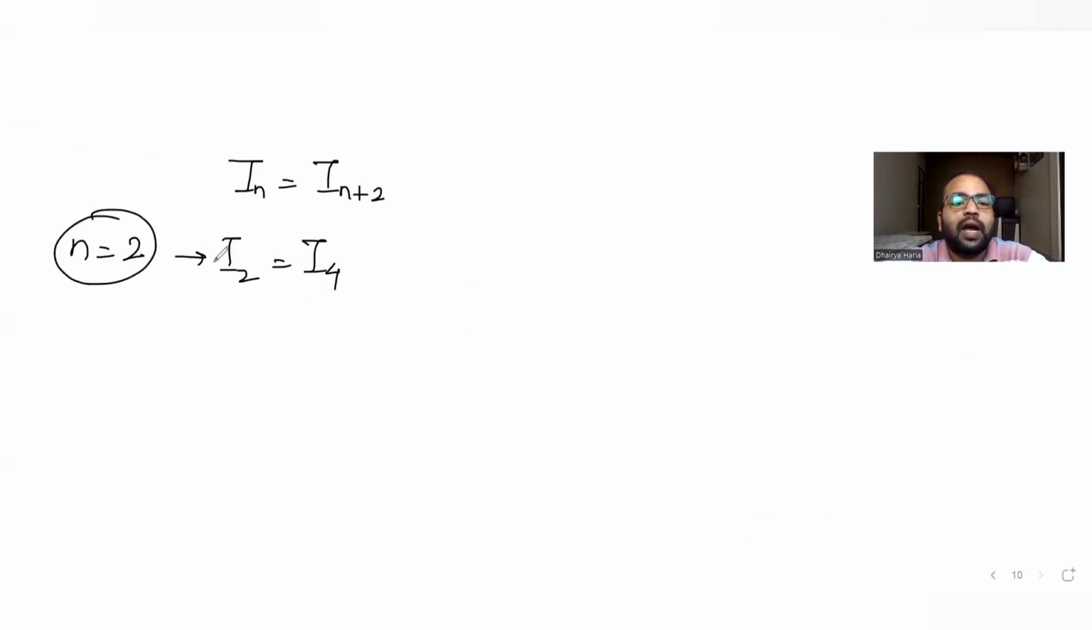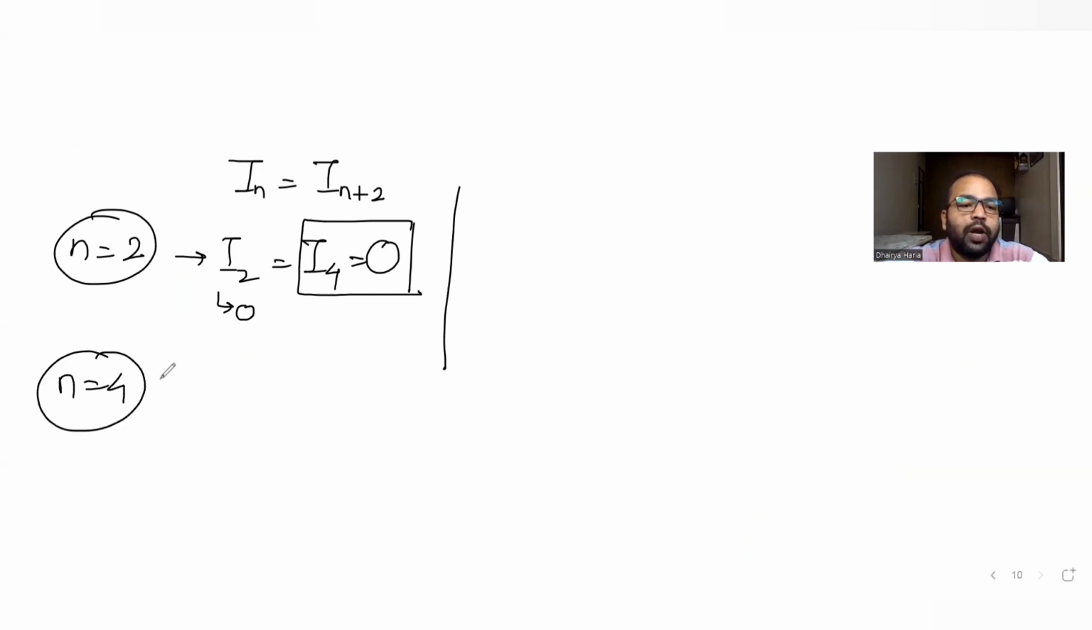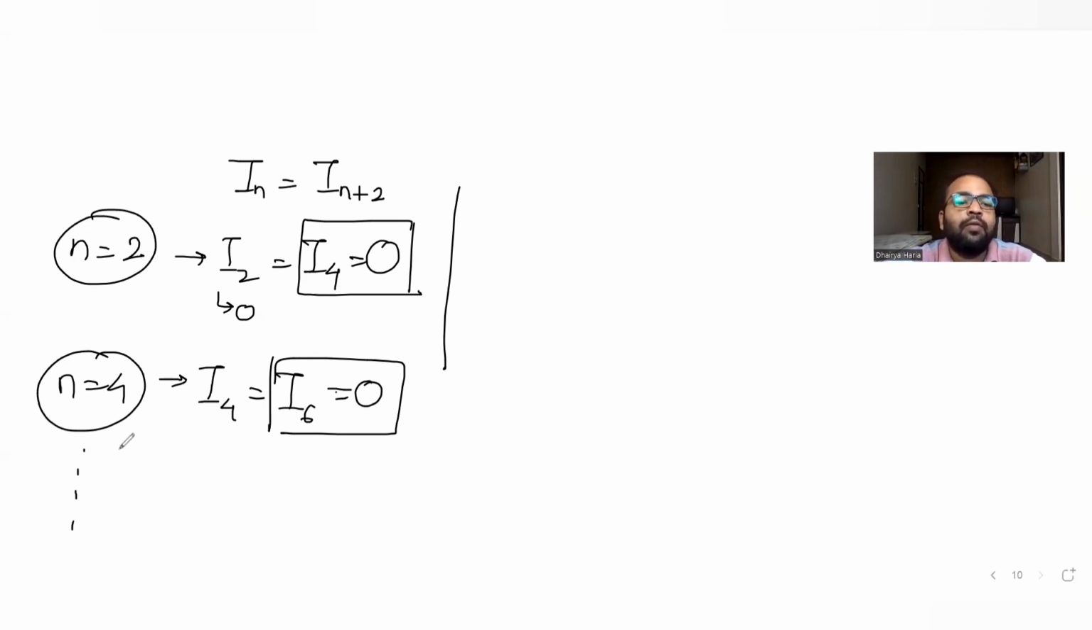And we already discussed in the first option that In is equal to In plus 2. Now if you put n's value as 2 here, you get I2 and I4 are equal. And since I2 comes out to be 0, I4 also becomes 0. Again, if you put n as 4, you get I4 and I6 are also 0. So that makes I6 0. Likewise, if you put all the even values of n, all the even multiples of I turn out to be 0.